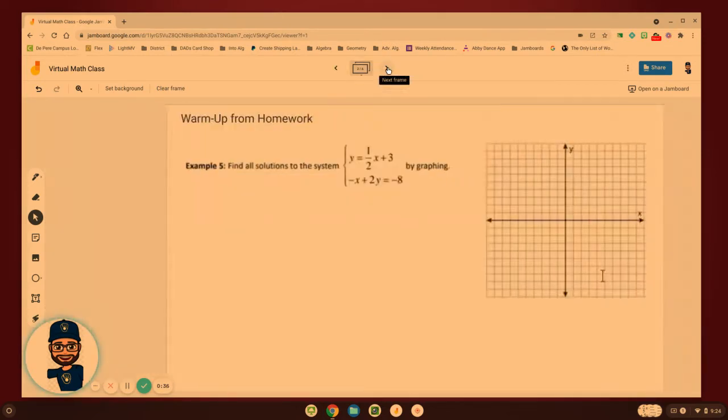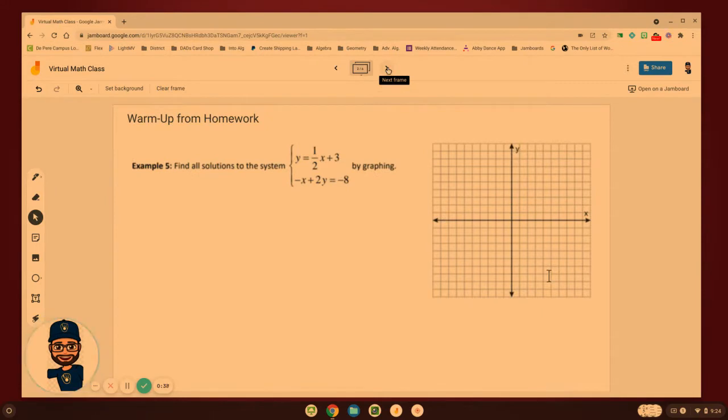All right, so here is a warm-up question from yesterday's homework practice. Why don't you take a moment, either see what you have for an answer or use Desmos in this case to graph. All right, I'm going to show you how to do this one by hand. I don't think I need Desmos too much on this.